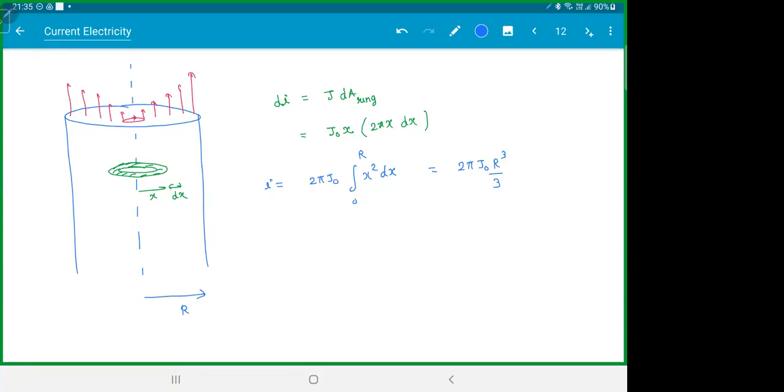Any doubts on this? Next one. Danya, clear with this? Kavish? Amu, got this? Rishi, clear so far? Perfect.